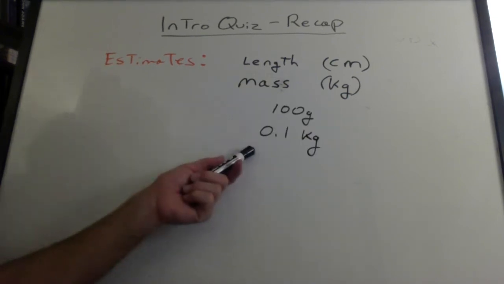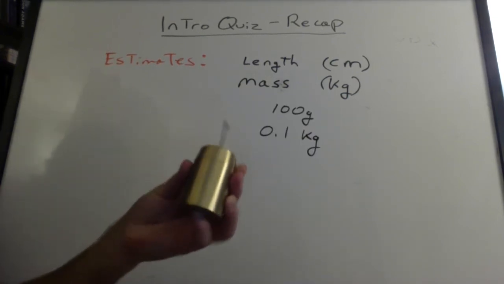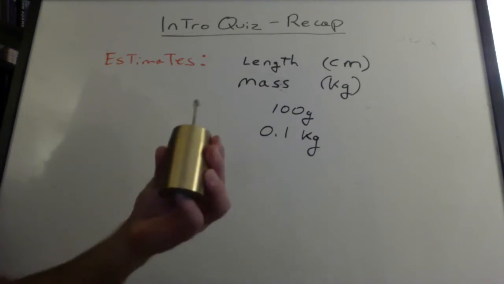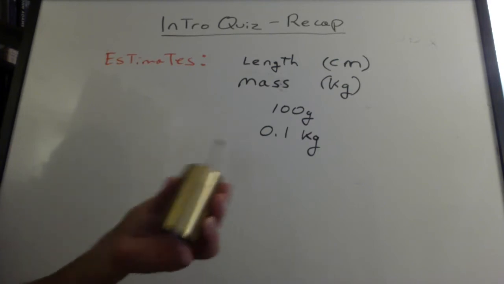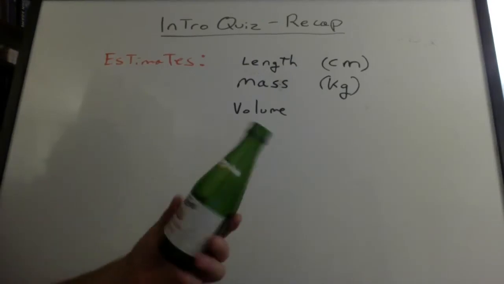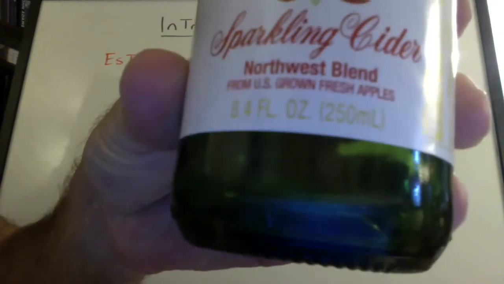100 grams, 0.1 kilogram. Remember, we passed around the kilogram mass in class, and we said that it weighed about 2 pounds. That should help you. How about the volume of the bottle? Well, you could look it up right on the label, 250 milliliters.